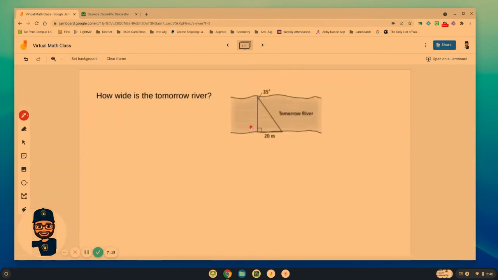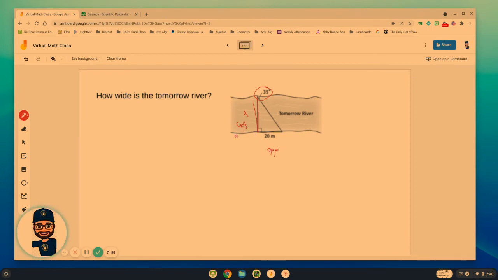Example 2. How wide is the Tomorrow River? Well, the width of the river is represented by this side of the triangle. So we're going to label that X. They are telling me that from this point of the river over here to this point, we have an angle of 35 degrees. So that's the angle we are working with. Therefore, we have an opposite side labeled 20 meters and an adjacent side of X.